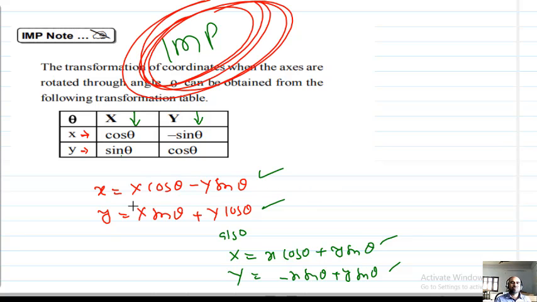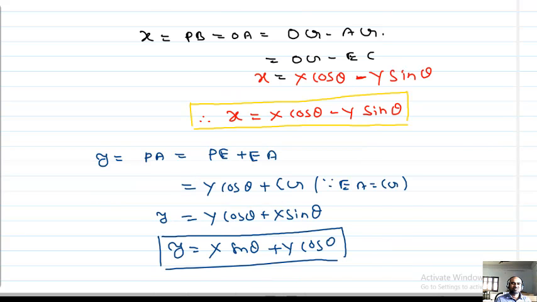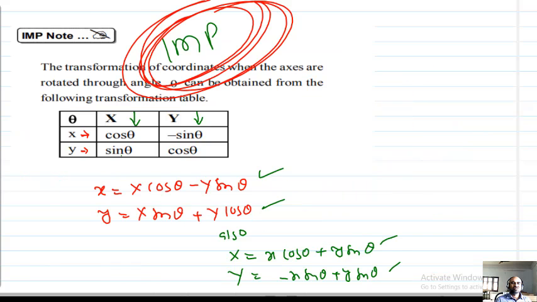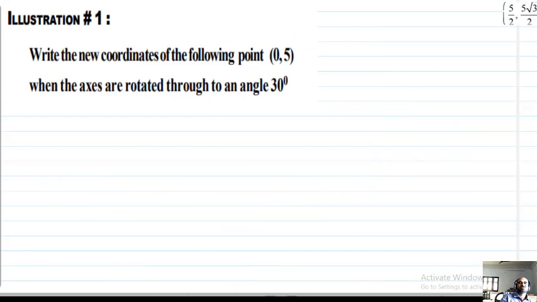By using this table, you can make small x and small y as subjects, or capital X and capital Y as subjects. How you got this table, I just now explained the concept. Using this concept, you will get the results. Now I will explain this through one example problem, students. Write the new coordinates of the following point (0, 5) when the axes are rotated through an angle of 30 degrees. Old point, this one. We want the new point.